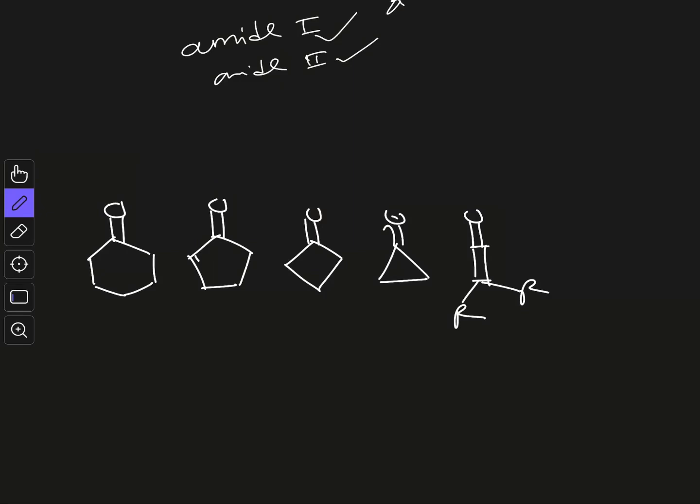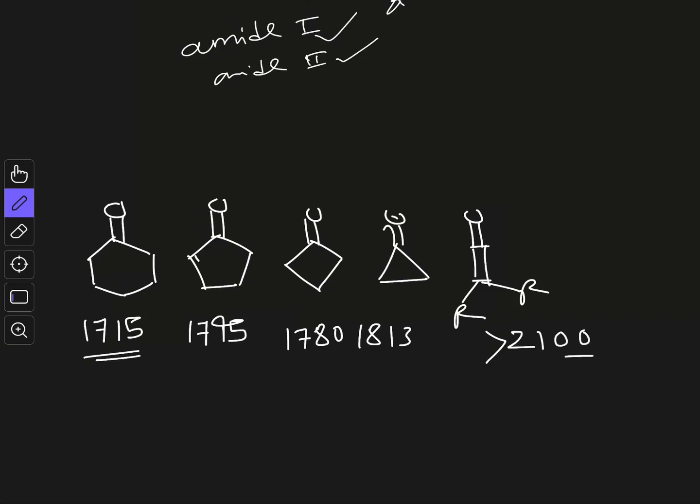Now if I write down the stretching frequency values, for this one it is 1715 and it is around the same as a normal ketone, but for the 5-membered ring it is around 1745, same as ester. For the 4-membered ring it is at around 1780, for the 3-membered ring 1813, and for ketene it is more than 2100. It is more than 2100. So you can see from this direction to this direction the stretching frequency increases. Now what is the reason?